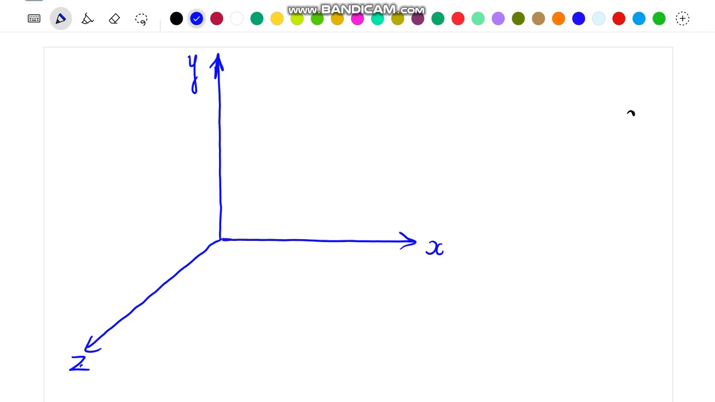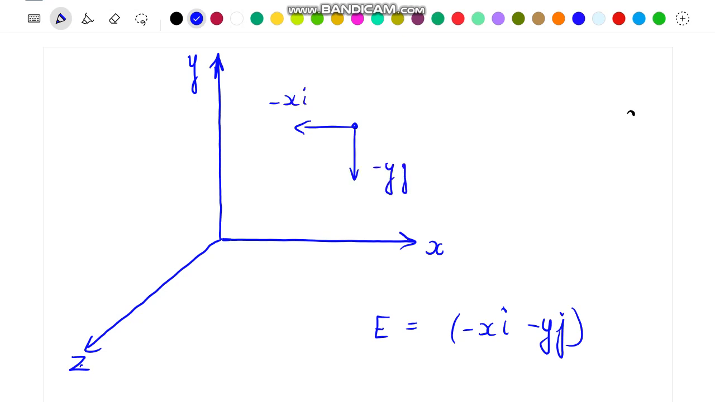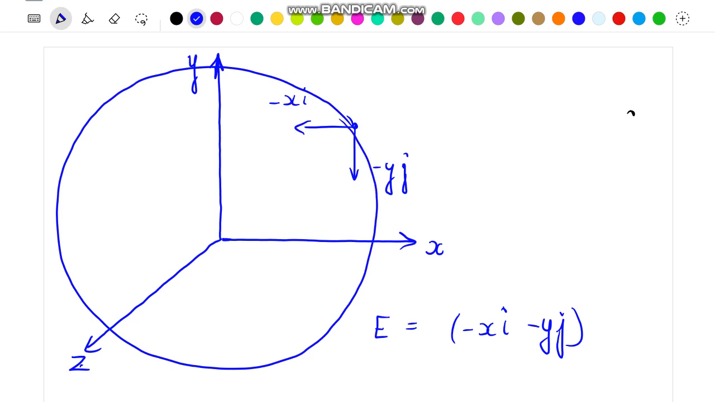So for a general point having coordinates x, y, z, it is given that the field is minus x i cap minus y j cap. So for any general point lying in three dimensions, we can say that the direction of this net field is towards a direction which is perpendicular to the z-axis. As you might imagine, this will actually form a circular shape having its center at the z-axis.